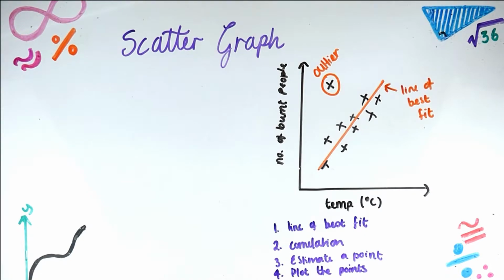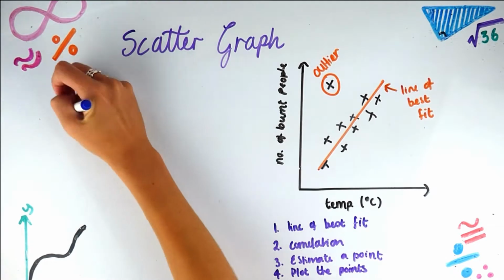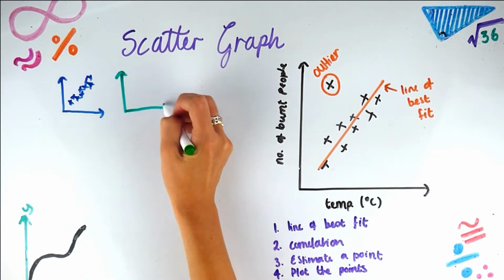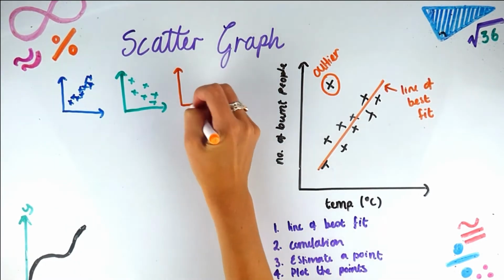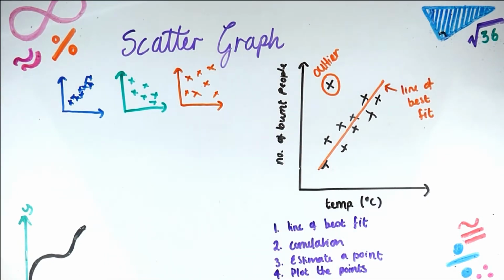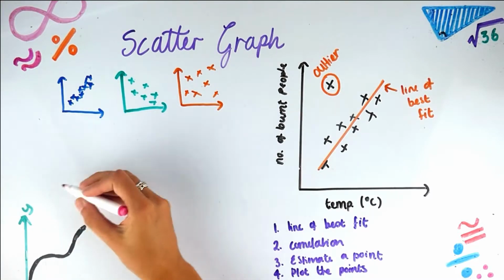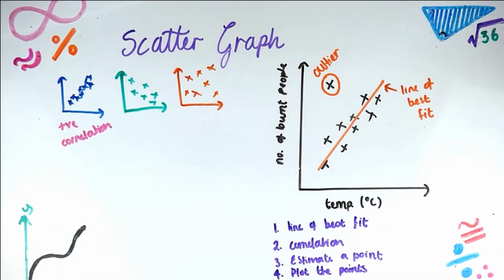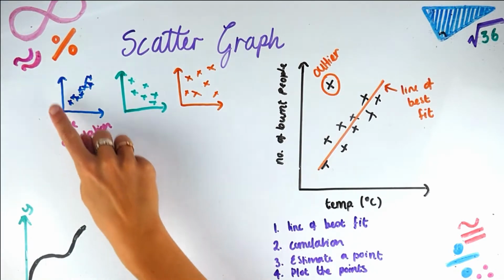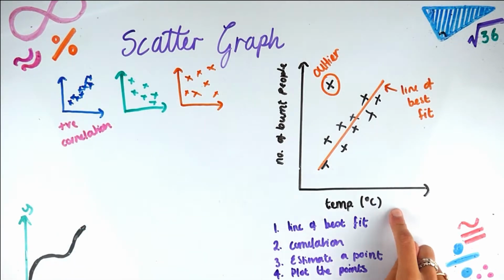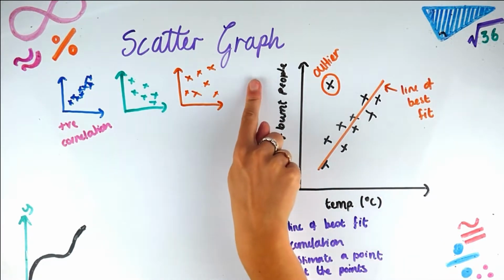The second type of thing it might ask you about is correlation. Correlation can be positive, negative, or just non-existent. So I'll draw an example of these. Here in this diagram we have an example of positive correlation because it's going upwards. So as one gets bigger, the other value gets bigger. Here we can see we have positive correlation in this example because as the temperature goes up, the number of burnt people goes up.